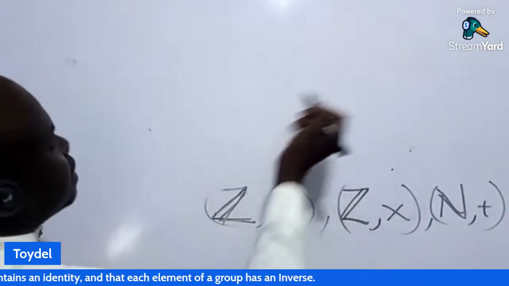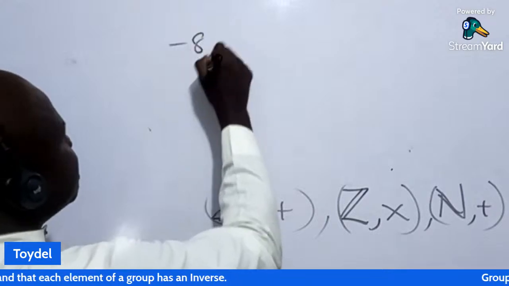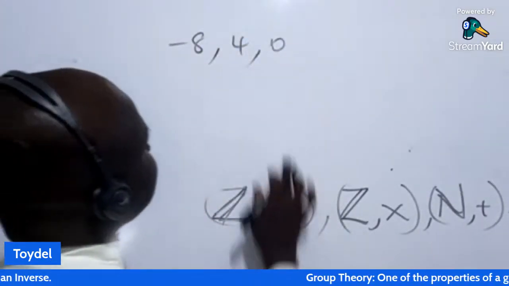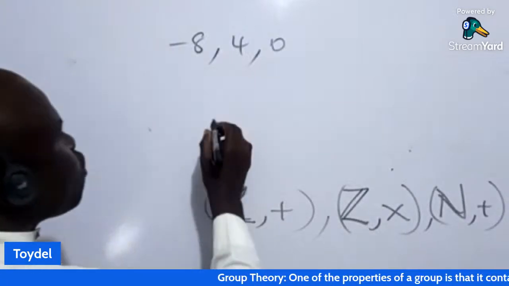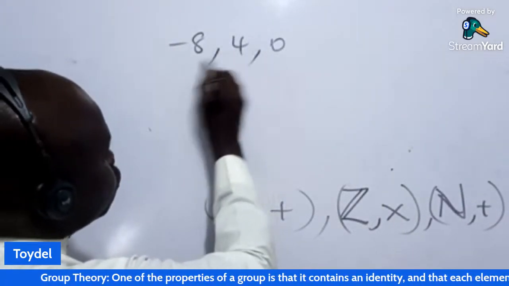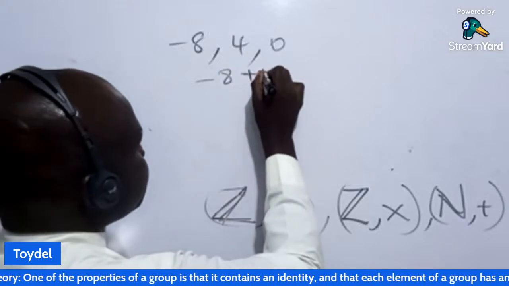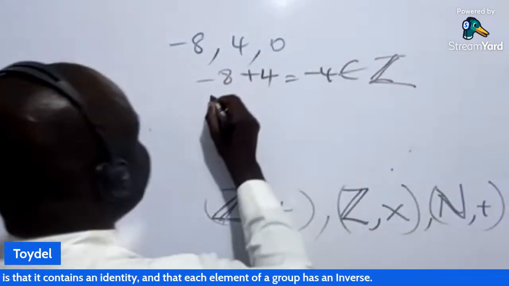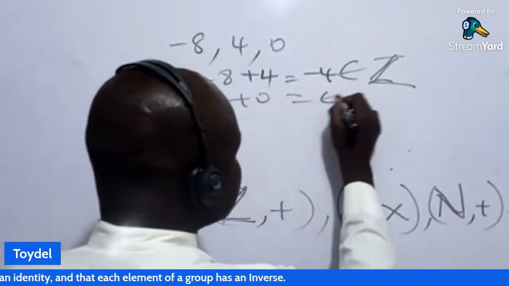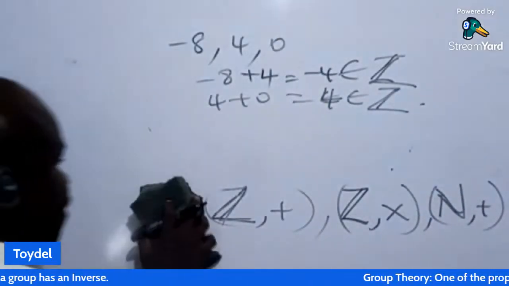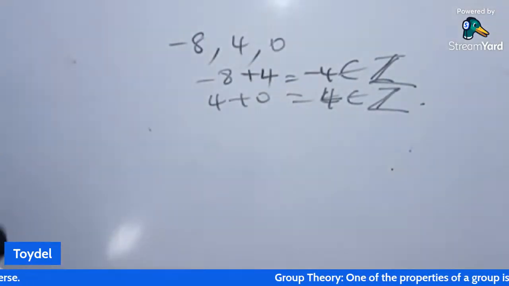Let's pick three elements, say -8, 4, and 0. These are elements of the integers. If we pick any two of these, maybe -8 plus 4, it gives us -4, which belongs to the integers. Let's pick 4 plus 0, which is 4. It belongs to the integers. So the closure property is satisfied.